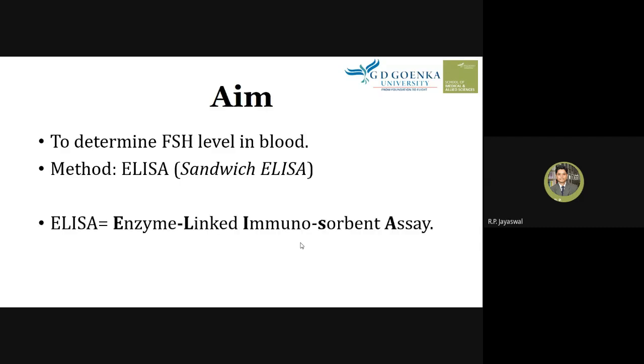This is the full form of ELISA: E for enzyme, L for linked, I for immuno, S for sorbent, and A for assay. Enzyme linked immunosorbent assay. So the ELISA that we are going to use in this test is a sandwich ELISA. It's a special type of ELISA where the FSH is sandwiched between two specific antibodies.